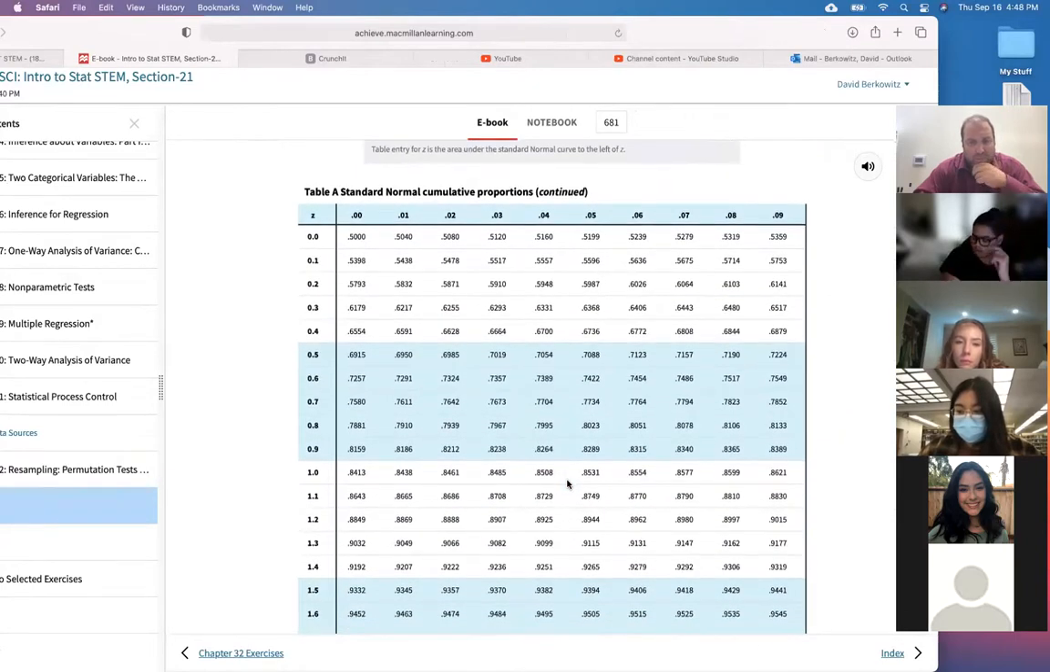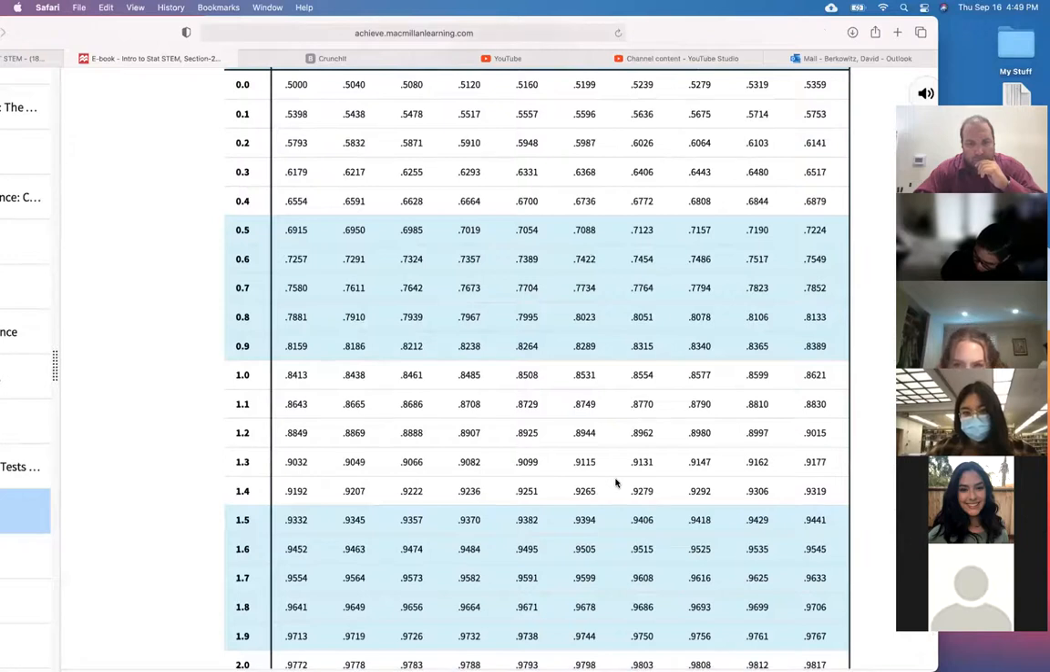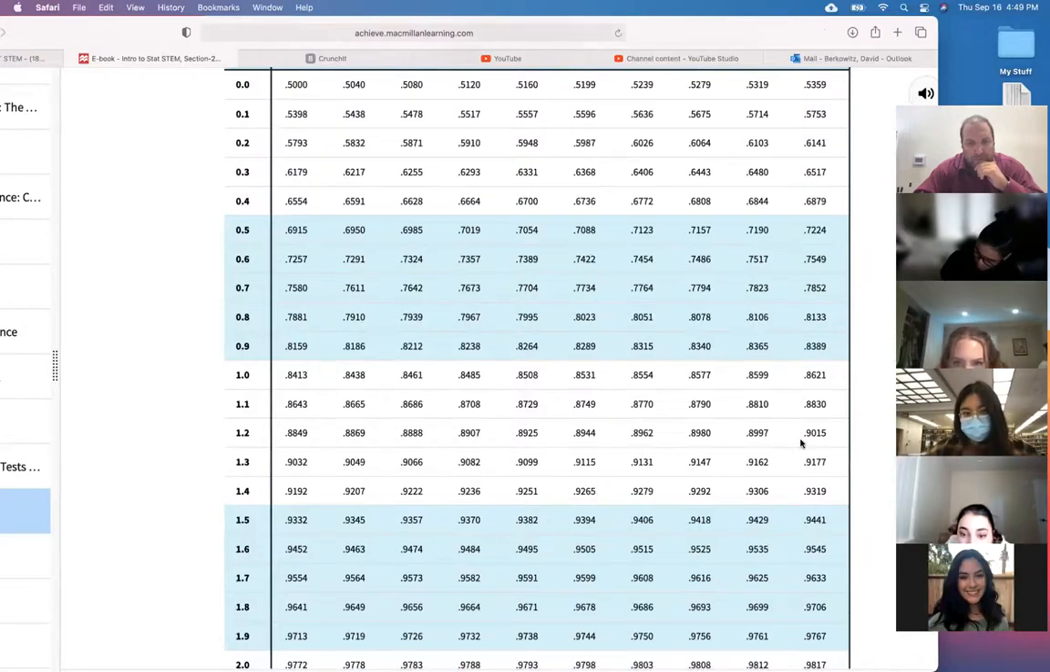Anyone see a probability of 90%? There's a 0.9015 and there's a 0.8997, and it should fall somewhere in between these two, right? Closer to which one? The 0.8997. It's only 0.0003 away versus 0.0015 away. So it'll be closer to this one.